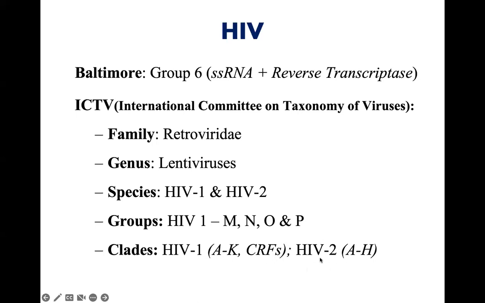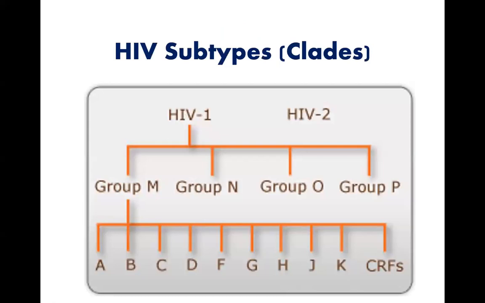And then HIV-2 also has some clades, which are basically just subgroups based on how the virus evolved. So this is meant to simplify all that information. We have HIV-1 and HIV-2. We are going to dwell more on HIV-1. HIV-2, as I mentioned, also has clades. But in HIV-1, I talked about group M, N, O, P.